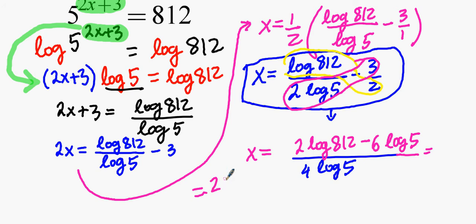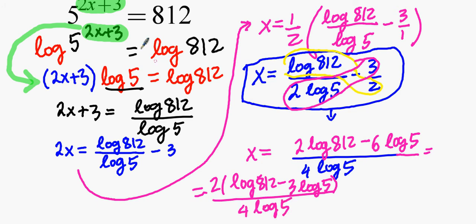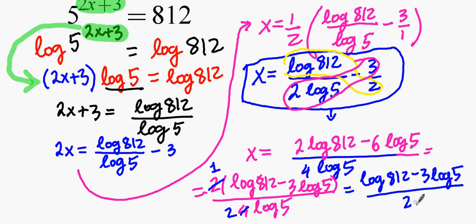So you can factor out 2 and get log 812 minus 3 log 5 all over 4 log 5. If we divide by 2, this leaves us with 1, and then there's a 2 at the bottom. So I guess we could write this as log 812 minus 3 log 5 all over 2 log 5, which I don't see as any simpler, but that's something you can do if you want.